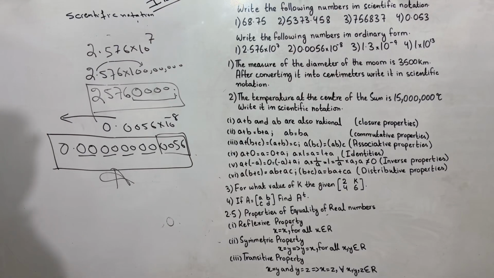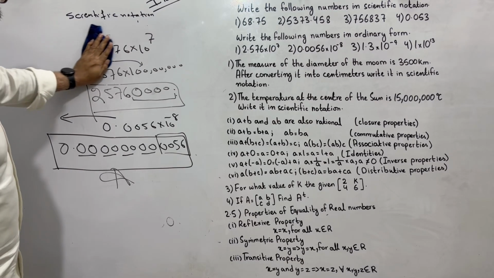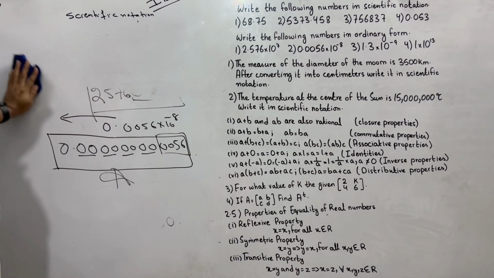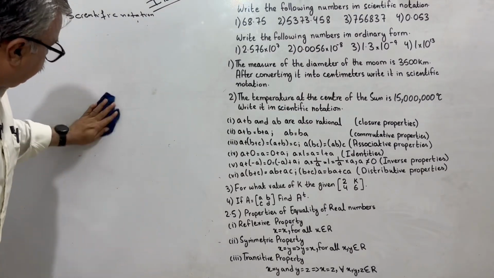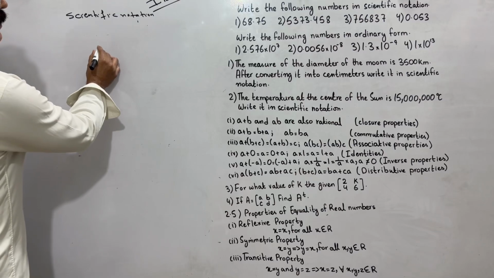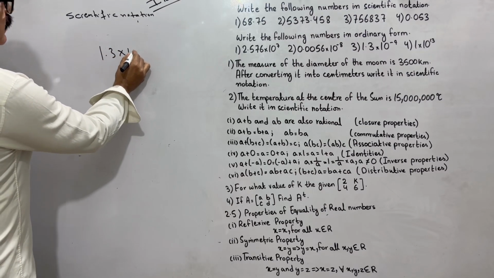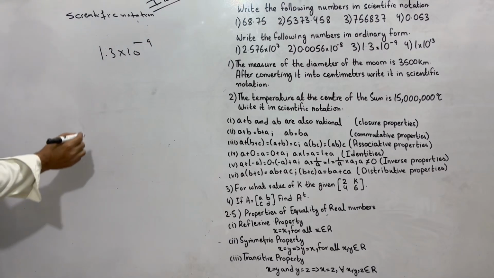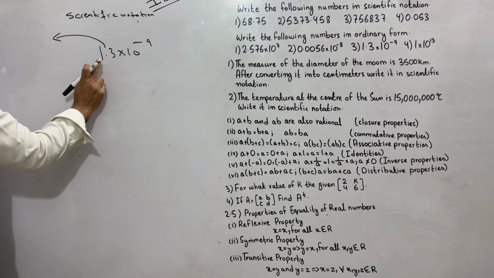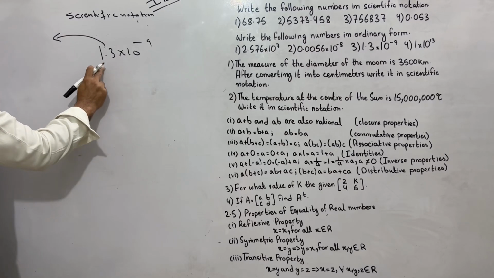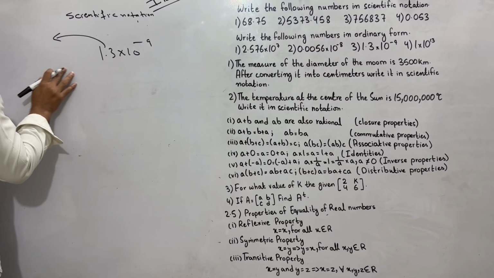Okay, next is 1.3 into 10 raised to minus 9. Let me erase this first. 1.3 into 10 raised to negative 9. So the decimal is going to shift in that direction, 9 digits. We have to manage 8 zeros.